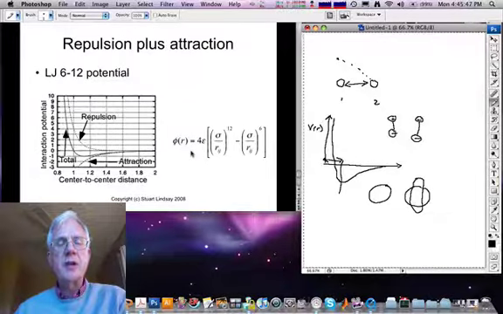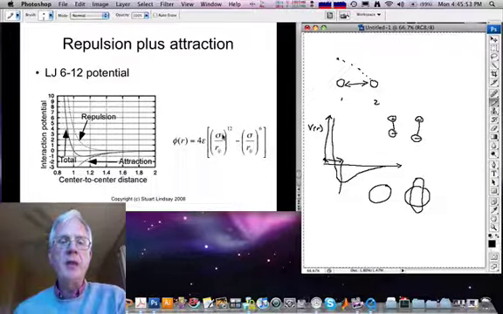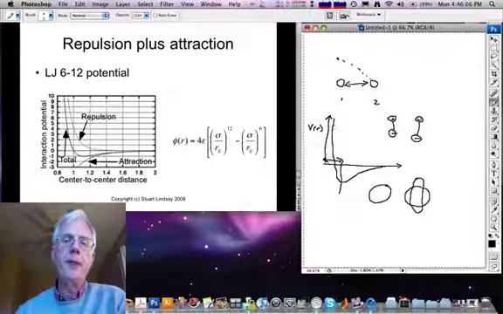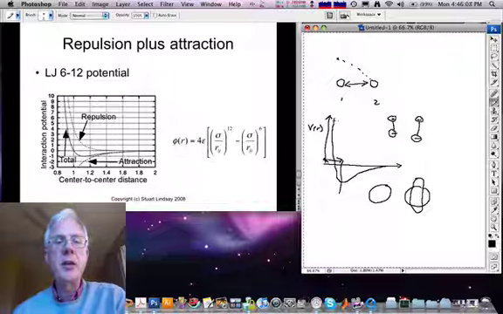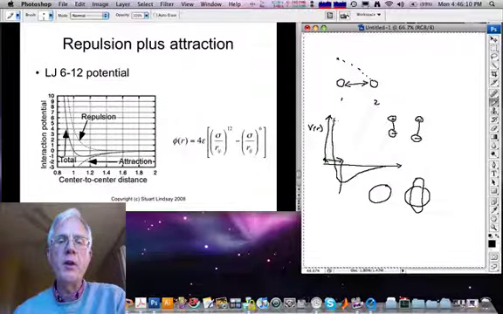Here it is as commonly written as the 6-12 potential. This term is positive, so it is repulsive, and this term here is negative, it's attractive. It falls off slowly, 1 over r to the 6. The 1 over r to the 12 is an arbitrary choice. An exponential is often used, but 1 over r to the 12th is analytically more tractable.